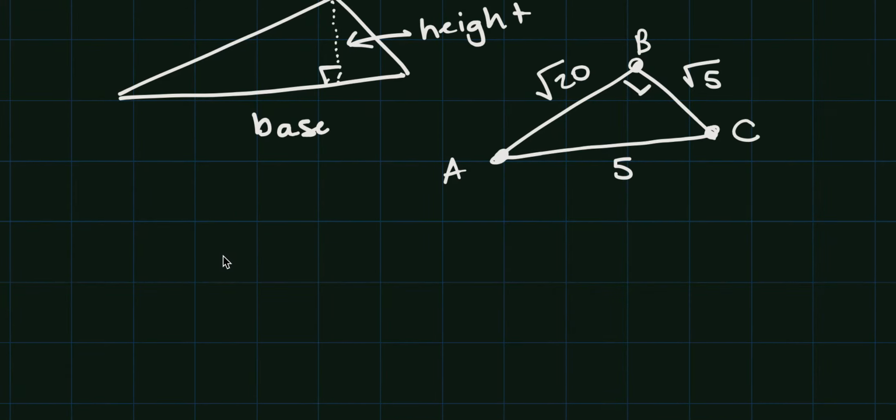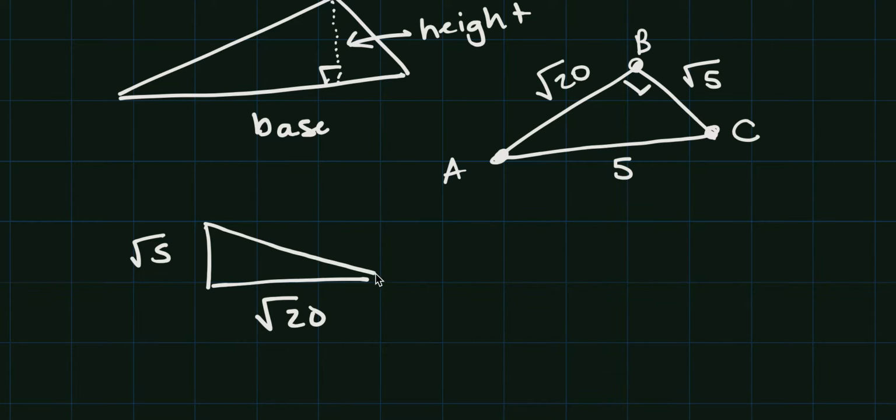So what I'm going to do is put the square root 5 here. Yeah, square root 5. Then the square root 20 here, and 5 here. So now this right triangle, you can see that what I've done is I've just flipped this triangle, rotated it 90 degrees. So then this side is now here, this side is now here, and this side is here.